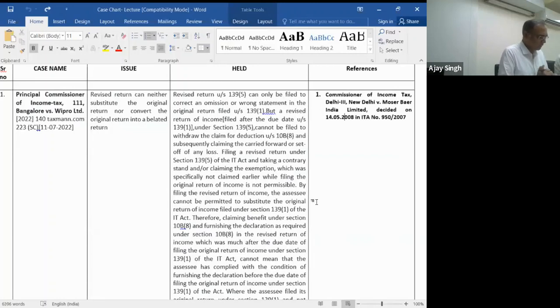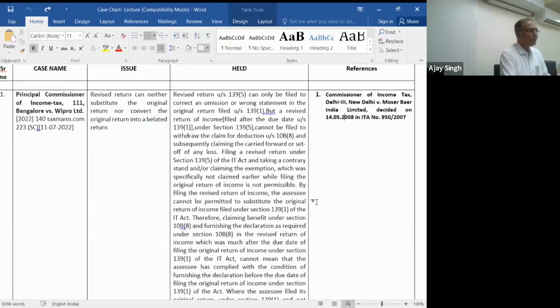The first decision is a recent decision of the Supreme Court in the case of CIT versus Wipro Limited. Basically, the point before the Supreme Court was a challenge to a decision of the Karnataka High Court, wherein the original claim in regards to carry forward of losses, which the assessee had not claimed in his original return filed under Section 139(1), was claimed by way of a revised return filed under 139(5).